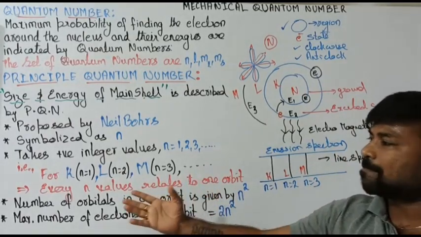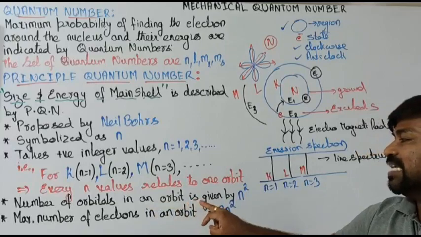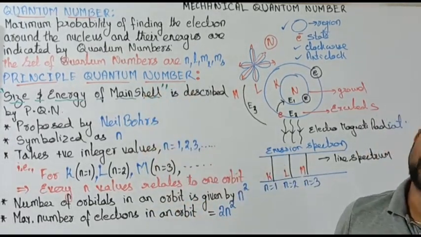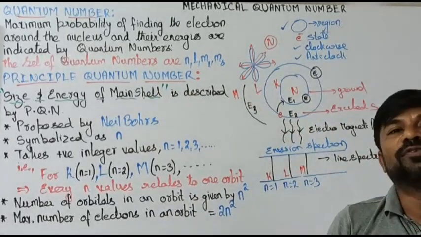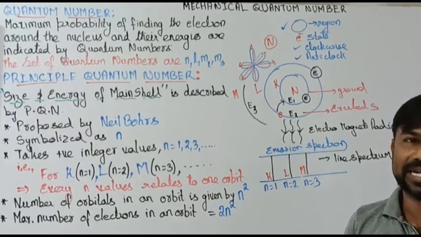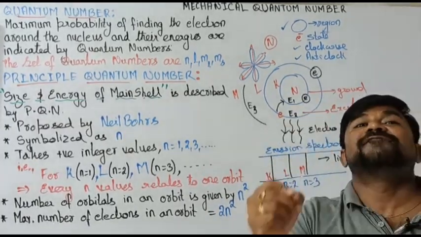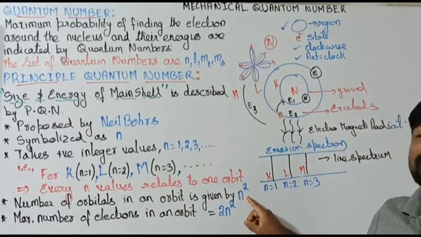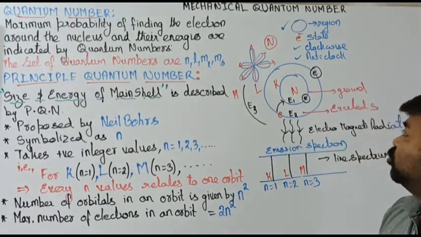Now, let's come back to the main thing. The number of orbitals in an orbit is given by n square. The principal quantum number helps us all the way. It gives a fixed value for every orbit, and it also gives one important piece of information: how many orbitals are present in every orbit. That is given by the formula n square. Let me explain this.